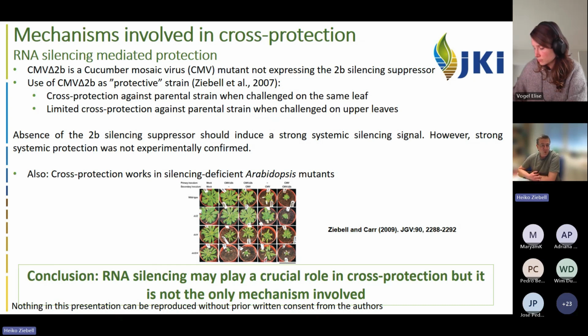And furthermore, we observed that, yes, the cross-protection worked also in silencing-deficient Arabidopsis mutants. And therefore, we concluded that RNA silencing may play a crucial role in cross-protection, but again, is probably not the only mechanism involved.